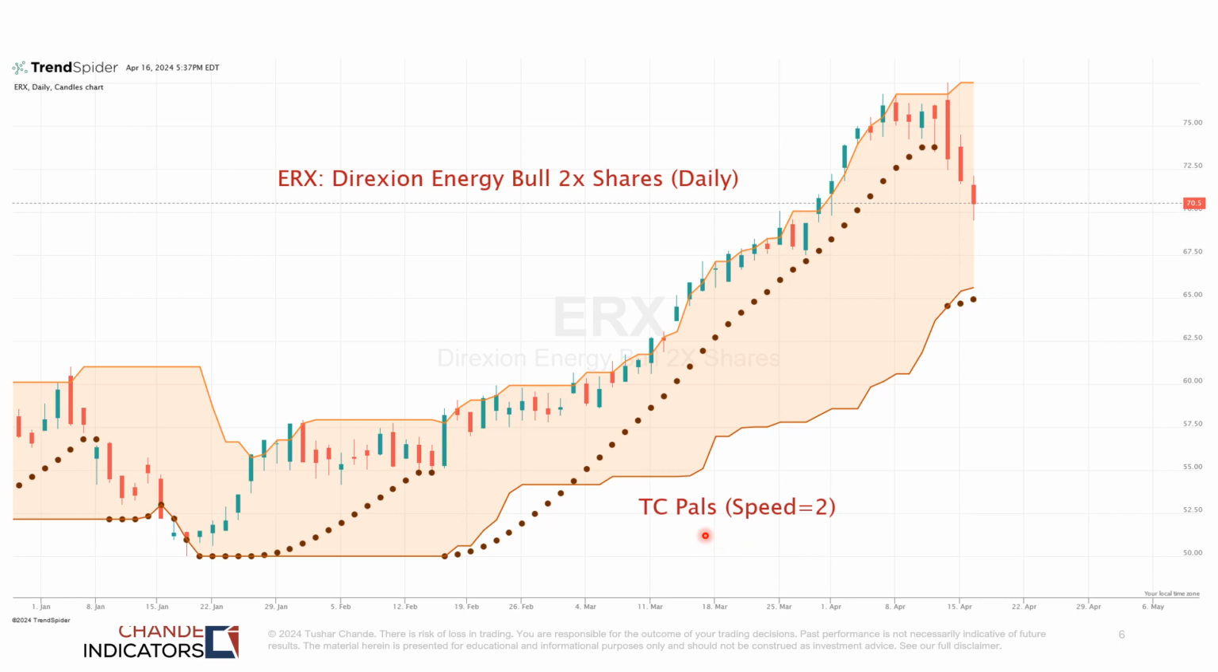Here we've applied the PALS indicator with a speed of 2. So we should expect it to move faster, and indeed it does. So it accelerates rapidly and gets stopped out very early in the process. And if you had re-entered, it would have accelerated and exited 1 day before the absolute high of the move.